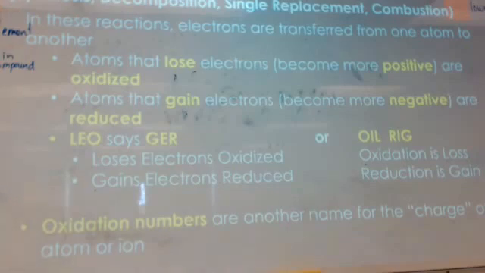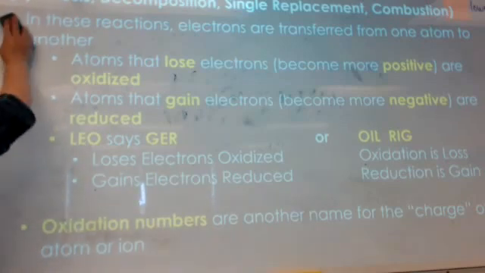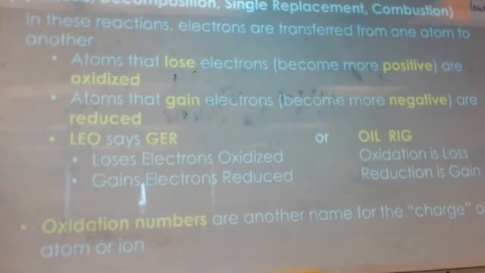Okay, so the first thing we're going to do is we have to decide if we're dealing with elements or compounds, and we're going to assign oxidation numbers from there. So let's do an example together.